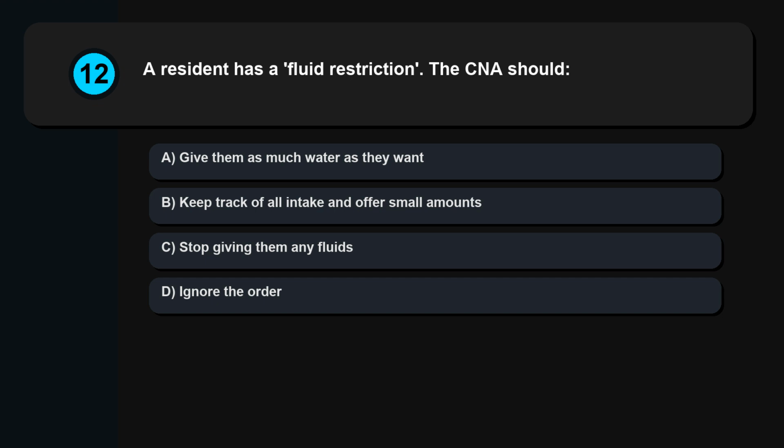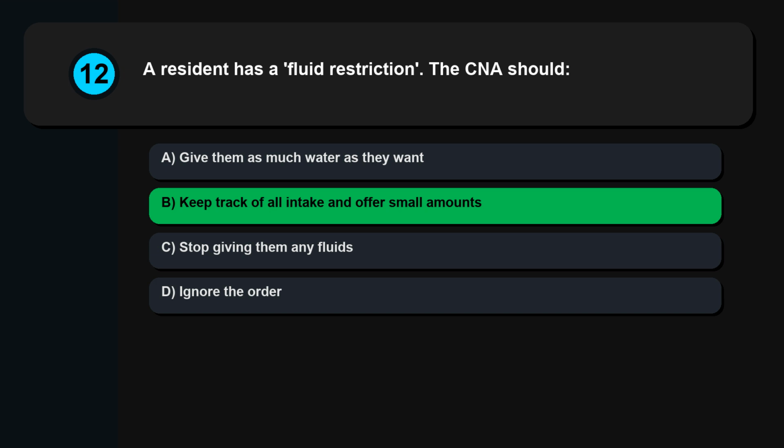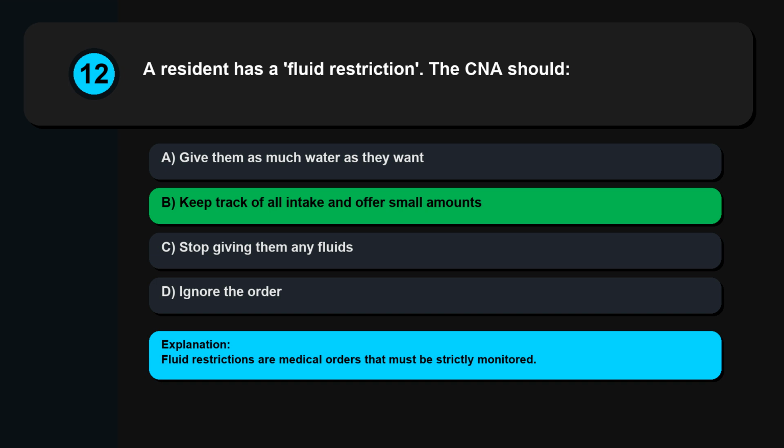Question 12. A resident has a fluid restriction. The CNA should give them as much water as they want, keep track of all intake and offer small amounts, stop giving them any fluids, or ignore the order. Fluid restrictions are medical orders that must be strictly monitored.